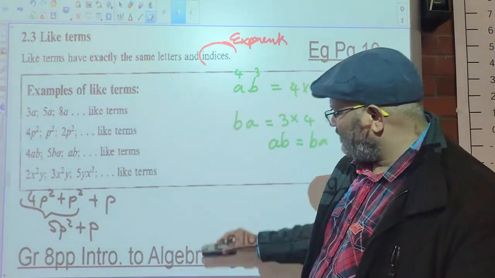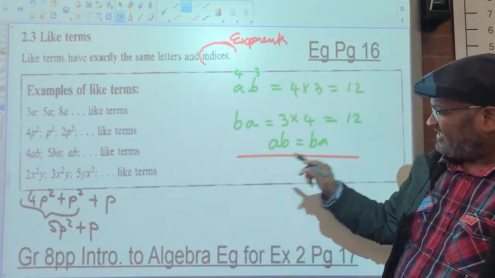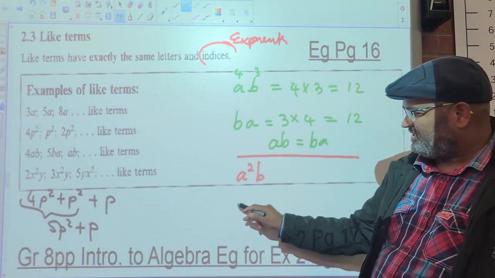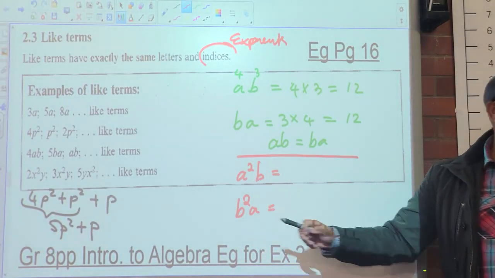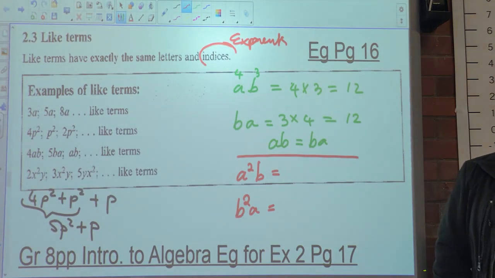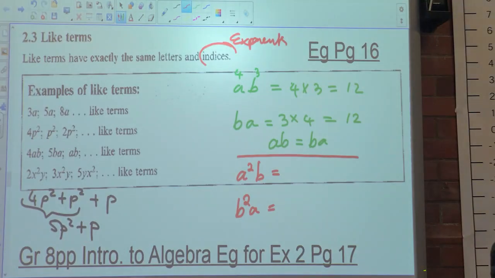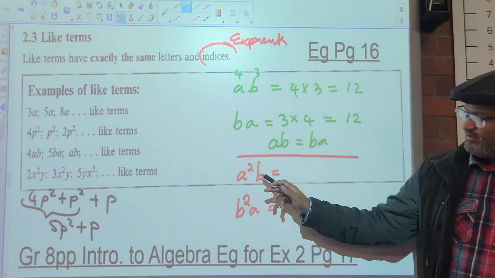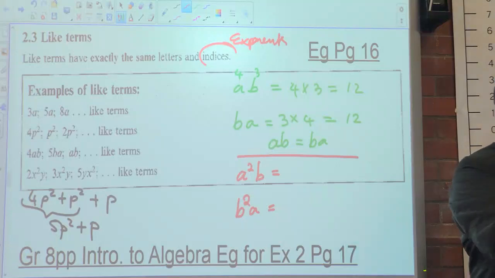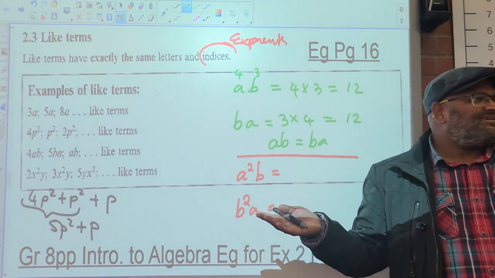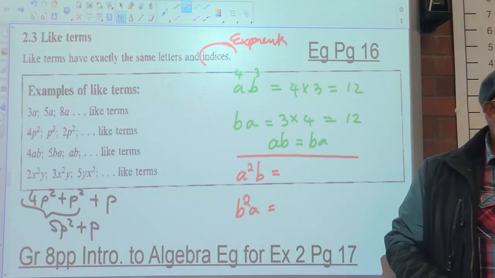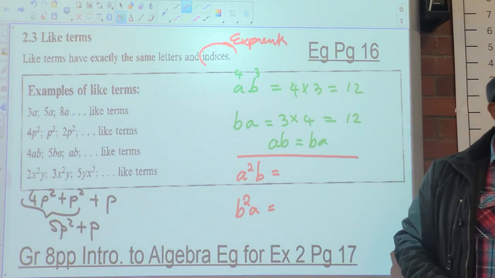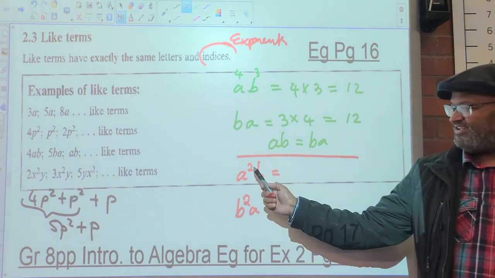However, if you look at A squared B and B squared A, let's see if this is the same. What do you think, alike or unlike? Like or unlike? Someone says like. Let's prove quickly that it's wrong. When you say it's like, you must have a reason. I say it's like because the definition says for it to be like, it must be exactly the same. Exactly, yes. Anyway, right.